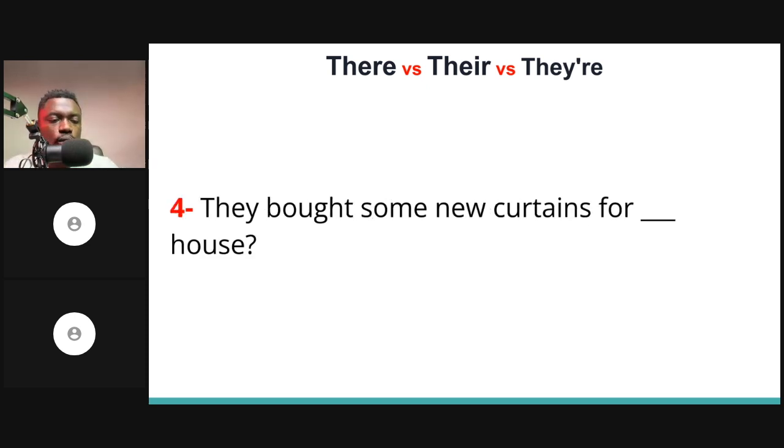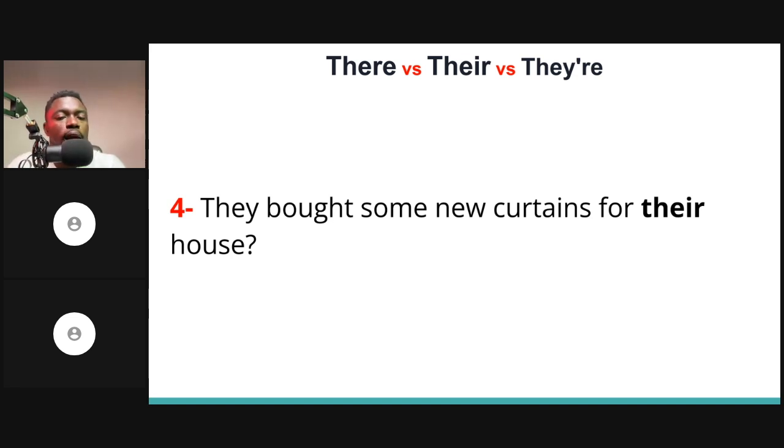Number four, Mr. Translator. What should I put here? They bought some new curtains for the house. Which one? The second one. Yes. They bought some new curtains for their house. Good job. Voilà, that is where you put it before a noun. It speaks of possessions. Their house.